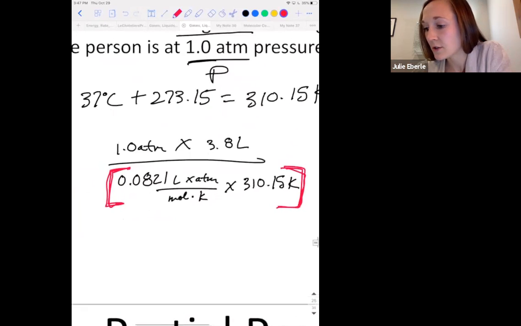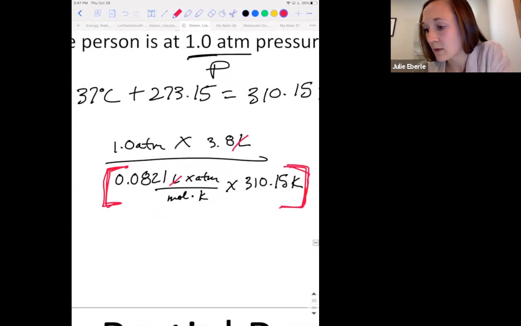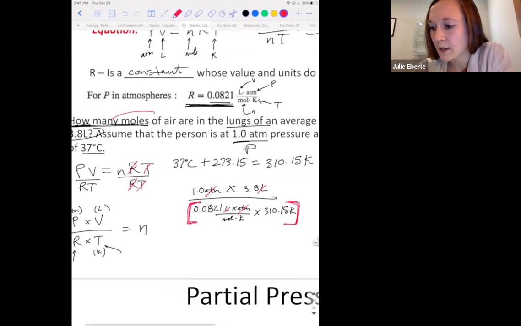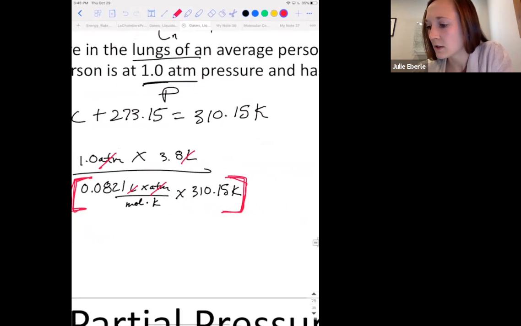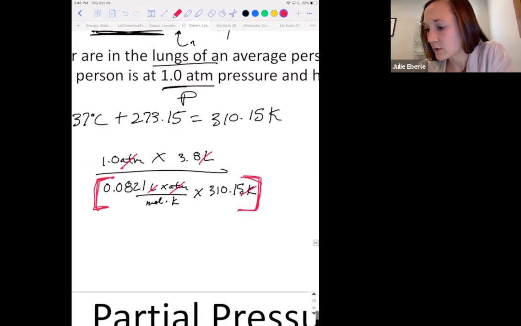And look, make sure your units work out. Liters on top, liters on bottom, they cancel. ATM on top, ATM on bottom. What units are we trying to end up with? We're solving for moles, right? So we better end up with units of moles. Kelvin cancels with the Kelvin from the 0.0821. And we are left with 1 over 1 over moles, which is moles. So do 1 times 3.8, divide that by the product of 0.0821 times 310.15.